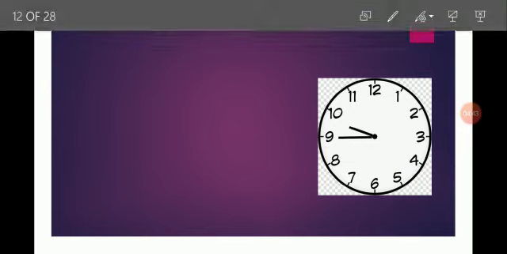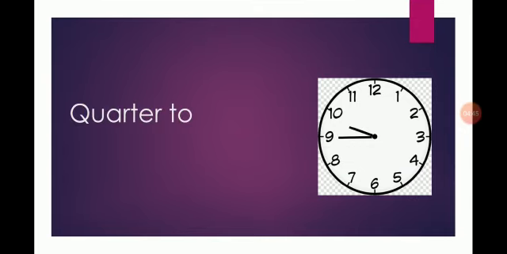Okay, we learn about quarter past that's mean وربع. Half past that's mean ونص. O'clock في تمام الساعة. Okay, what's the time here? In Arabic it is 10 إلا ربع. So إلا ربع in English mean quarter to. وربع mean quarter past. إلا ربع quarter to.